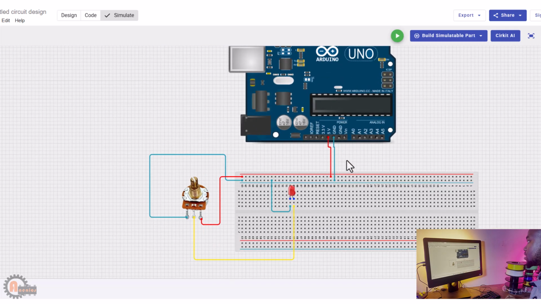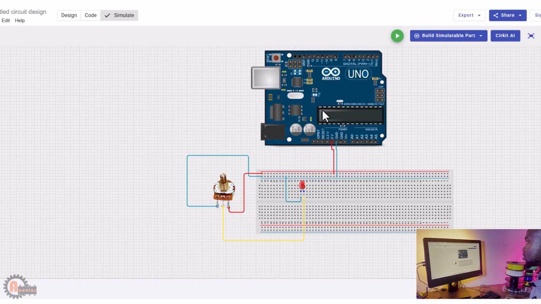So this is what is happening. We are only using the Arduino board as a power supply, and 5 volts from the Arduino has been connected to the top rails of the breadboard. And also, we've used the same 5 volts to power both ends of the potentiometer. Connected the ground to the left and then the VCC to the right.